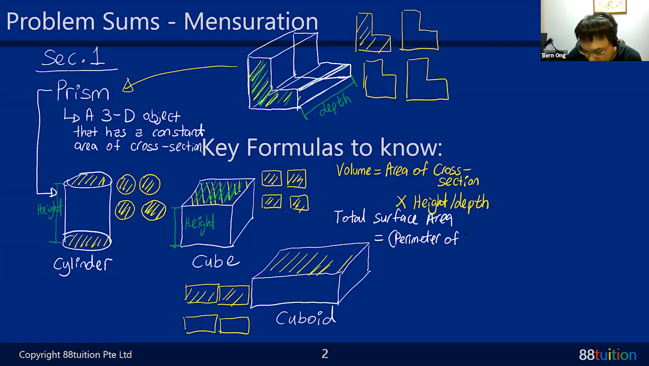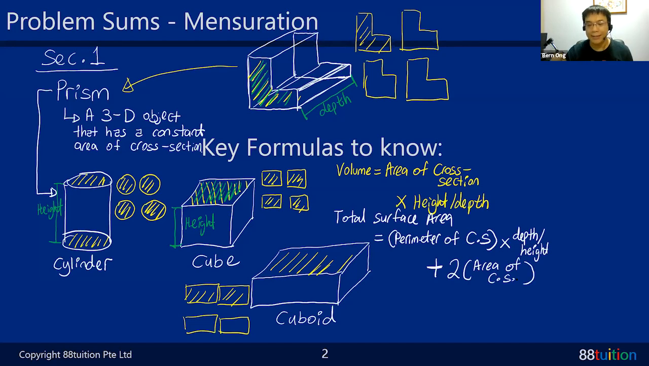Perimeter of cross section. I write CS for short. CS means cross section. So perimeter of cross section times what? Times the depth or the height, depending. Plus what? Plus 2 area of cross section. All right, CS means cross section. All right, that is the total surface area of a prism.